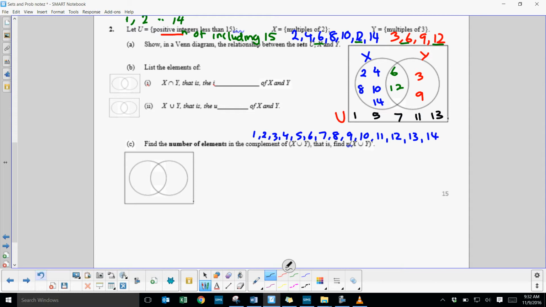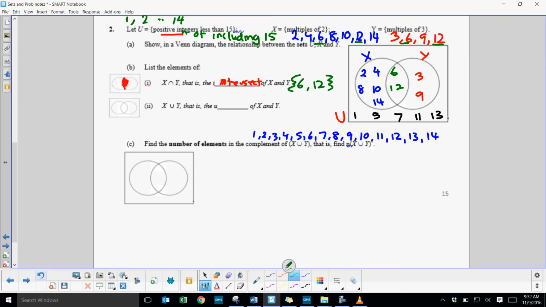Righto, so question B, list the elements of X intersect Y. So I've put in a reminder, that is the intersect. The intersect of X and Y. By that we mean, sorry, this is really badly calibrated, this section in the middle only. So list the elements of the intersect, and you can see from your Venn diagram, it's the ones I've put in green. So if you want, you can go 6, 12. If you want to practice doing your curly brackets too, you can throughout this warm-up.